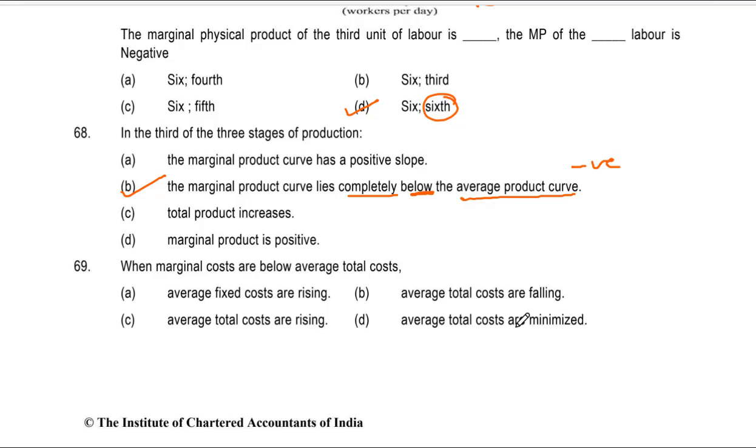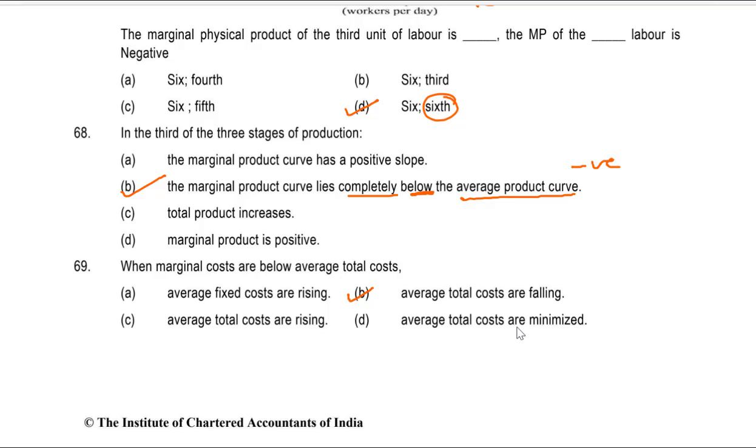Let us see question number 69 now. When marginal costs are below average total cost, A. Average fixed costs are rising. B. Average total cost is falling. C. Average total cost is rising. Or D. Average total cost is minimized. So it is B. Average total cost is falling.